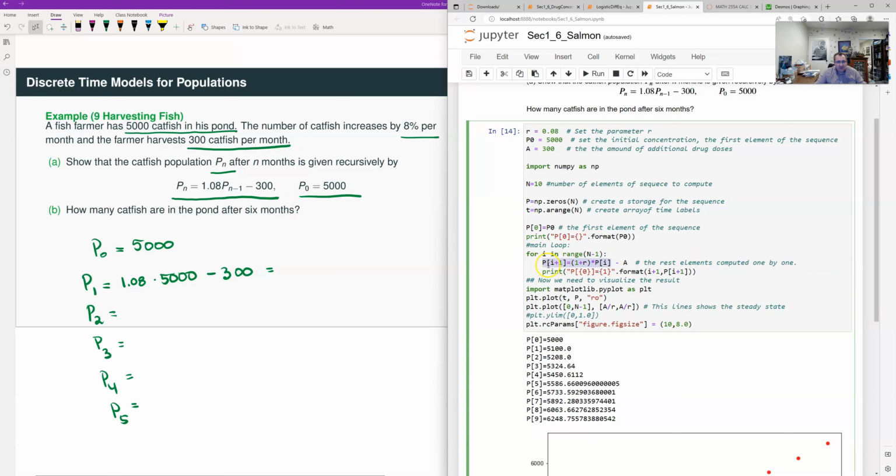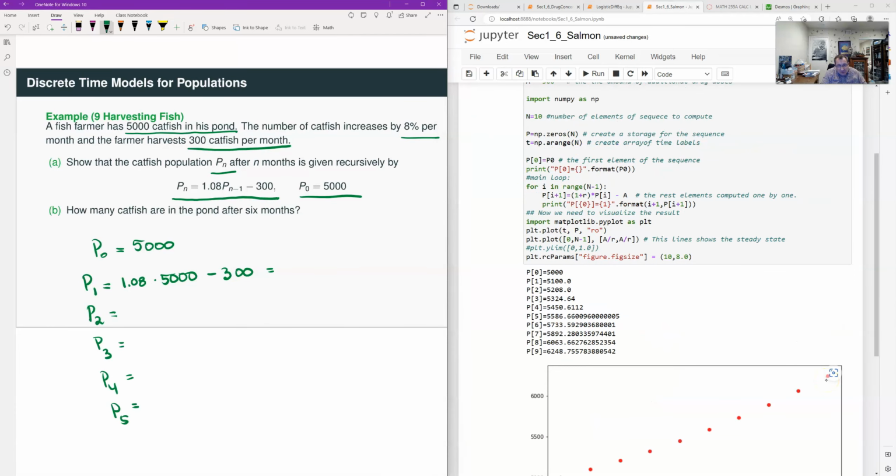Instead of P, we have a population of salmon, and this 1.08, I put it in the format 1 plus R, where R is 0.08. So altogether it's 1.08, multiplied by the previous population of salmon, and then there is harvesting A, which is 300. The population starts at 5,000, and we would like to compute the first 6.